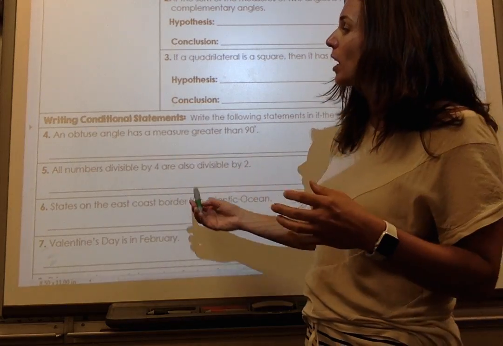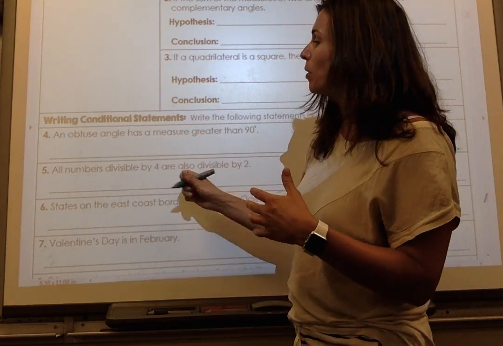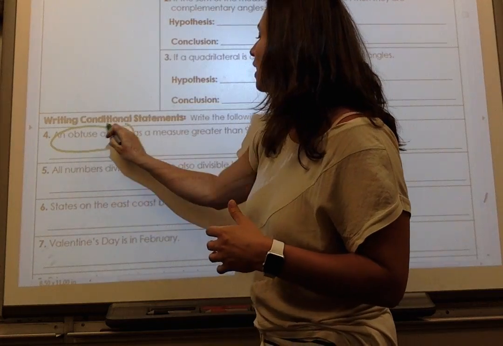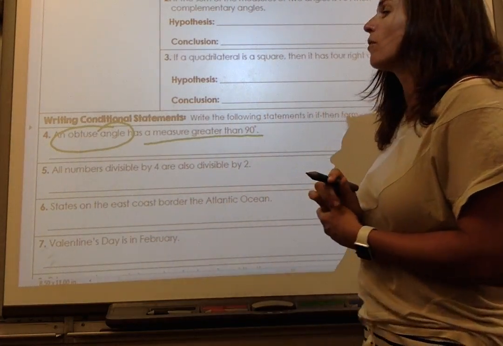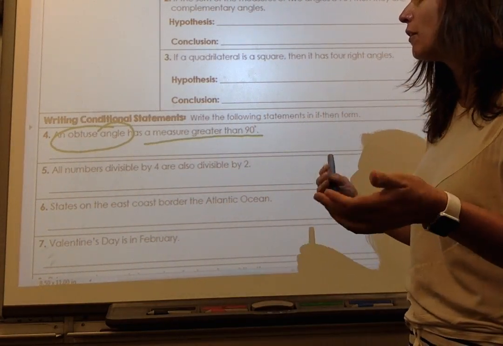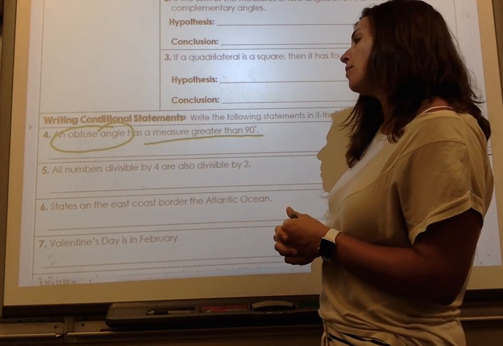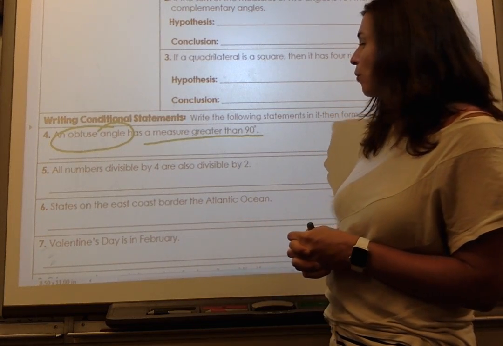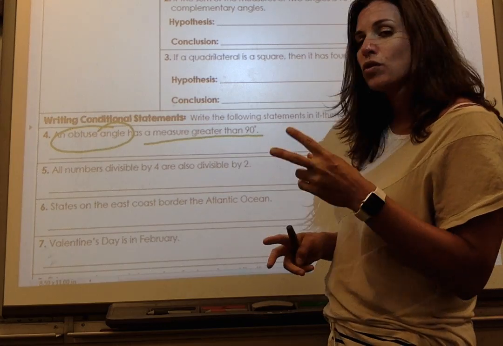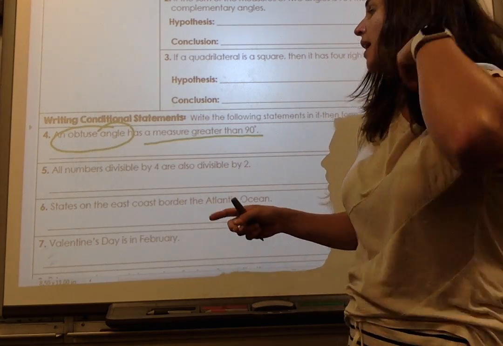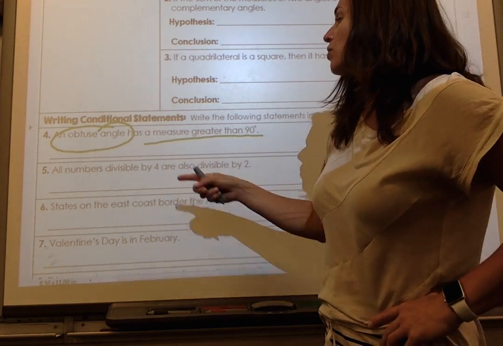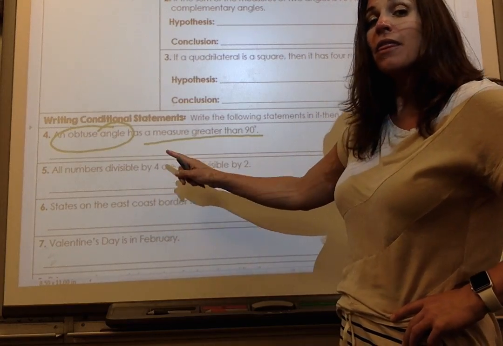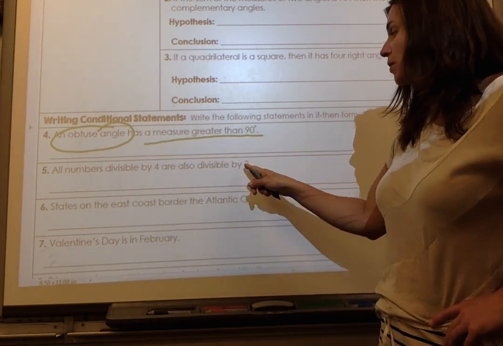And I don't want to change this form. An obtuse angle has a measure greater than 90 degrees. So that's when I turn it, if an angle is obtuse. Number 5, all numbers divisible by 4 are also divisible by 2. So we have 2 parts to this. And I'm going to say, if numbers are divisible by 4, then they are also divisible by 2.